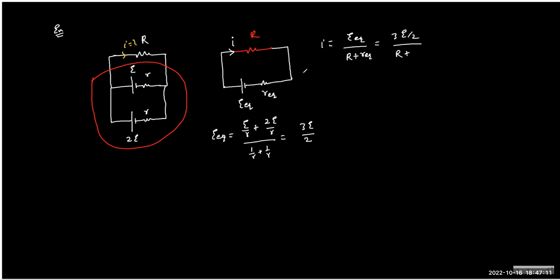So the answer is 3E by 2 upon R plus how much? What is the R equivalent, by the way? For two resistances in parallel of value R and R, the equivalent is R by 2. And we're done. See, we got the current through the specific branch without affecting other parts of the circuit because we are not interested in the calculation in the rest of the part. So we can reduce it. Okay. So the answer is 3E by 2 upon R plus R by 2.